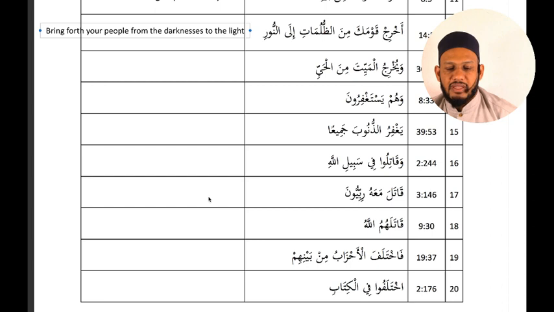And last one, اختلفوا في الكتاب. اختلف, go down. اختلفوا, the waw jama'a is the fa'il. They differed في الكتاب, in the book, or regarding the book.